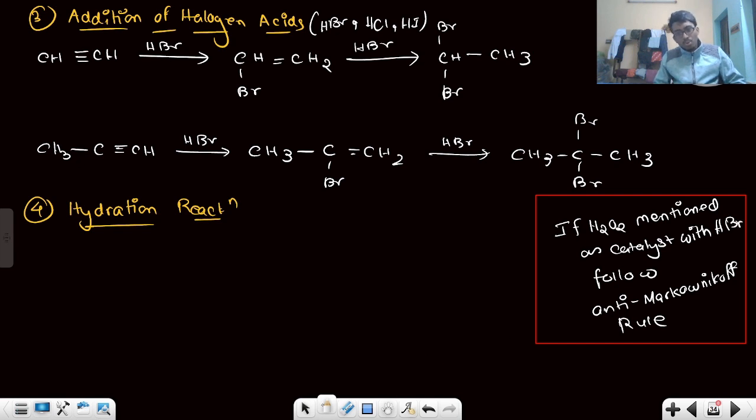This with HBr is very important, because intentionally they will give HCl and H2O2. No reaction. No reaction means the anti-Markovnikov rule will not be followed. Only HBr gives the anti-Markovnikov addition. That is the Kharasch effect. Only HBr gives it in the presence of H2O2. No other. Clear? Please remember this thing.